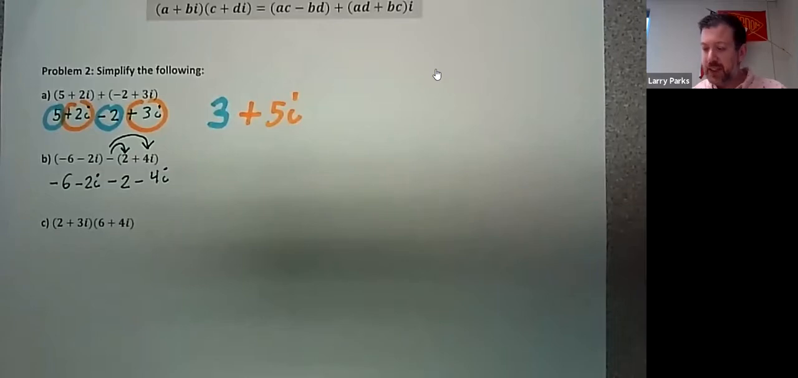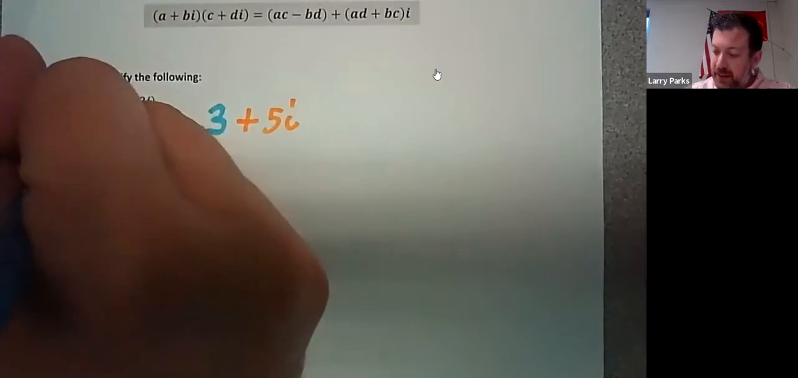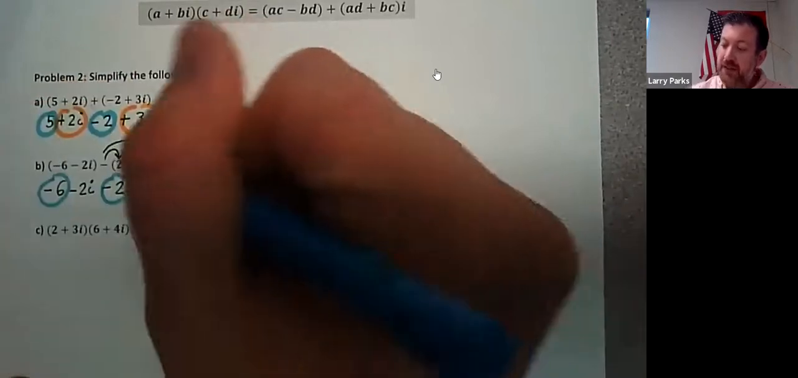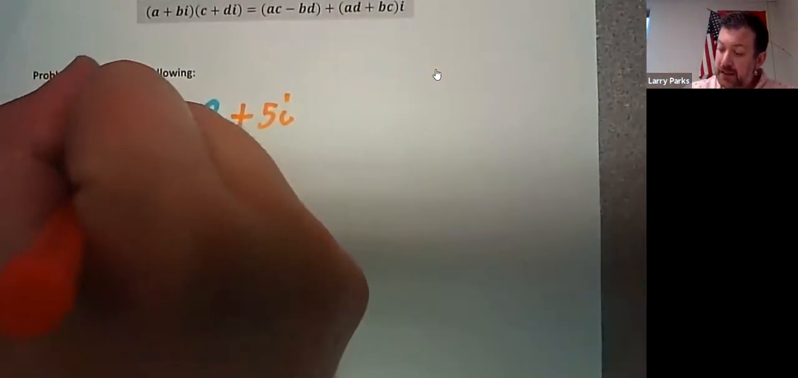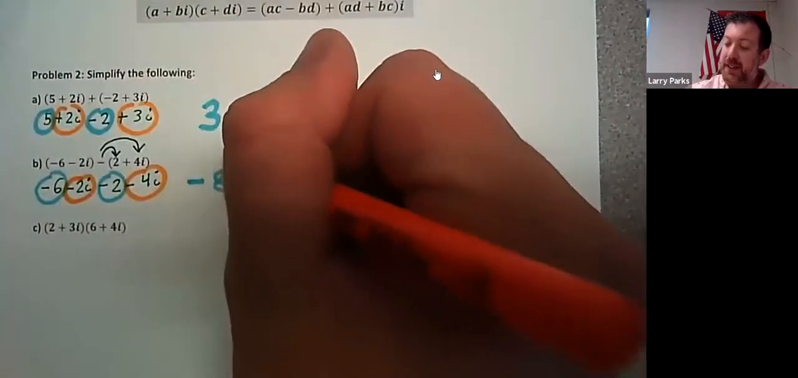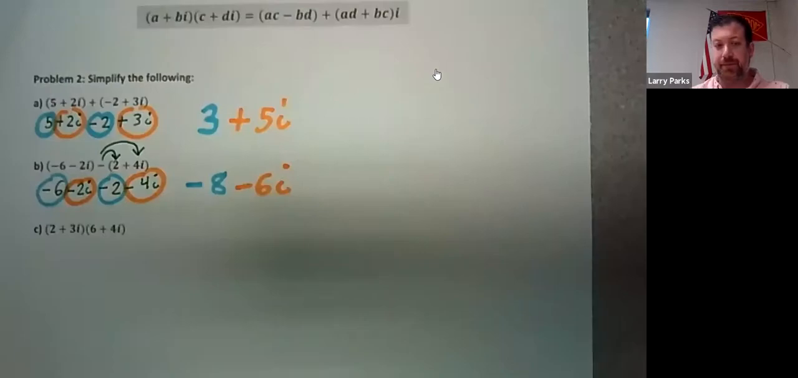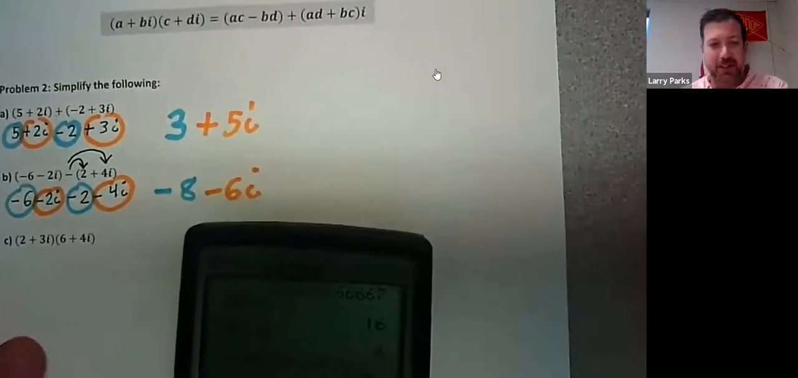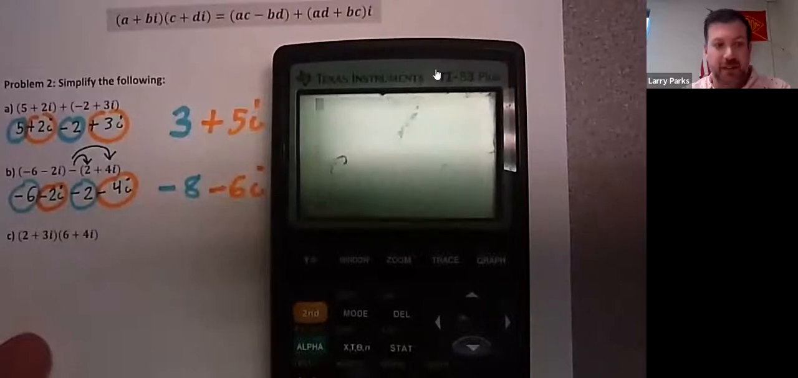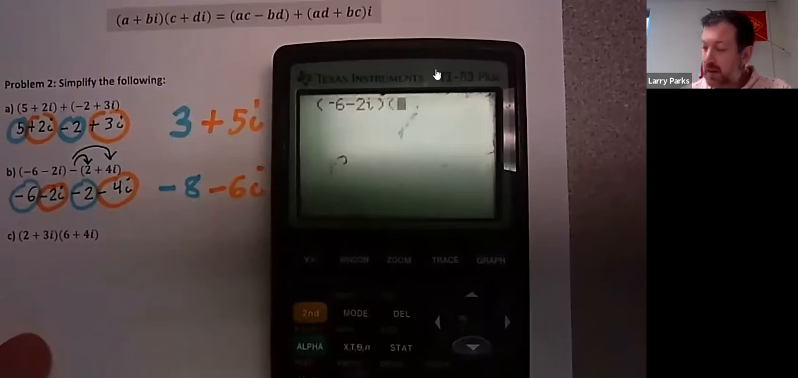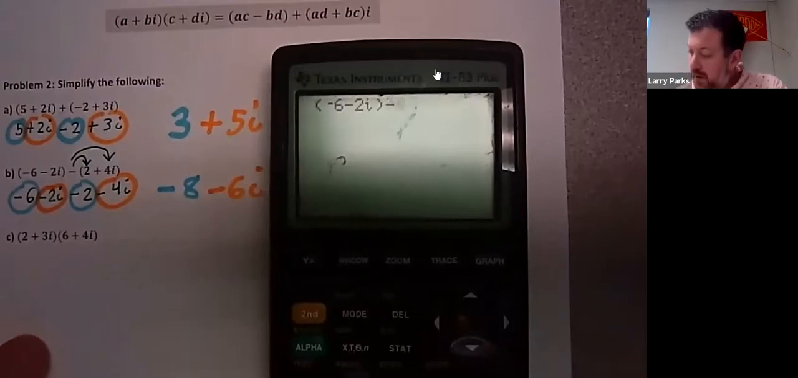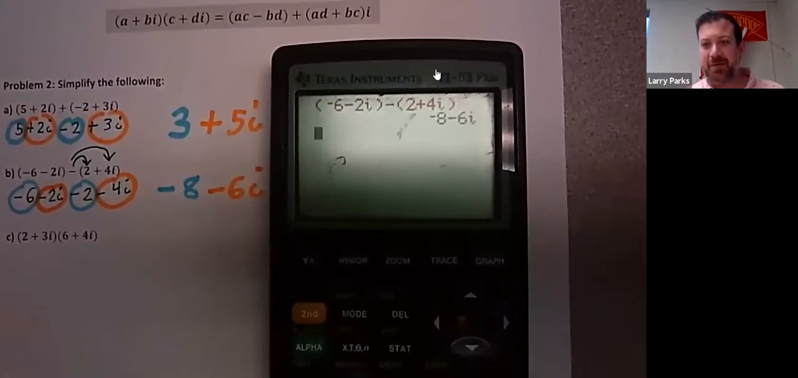And then I could combine stuff together. So my real part, negative 6 minus 2 is negative 8. And then negative 2i minus 4i is negative 6i. Check my work in the calculator real fast, especially since I'm live. There we go. It's the same.